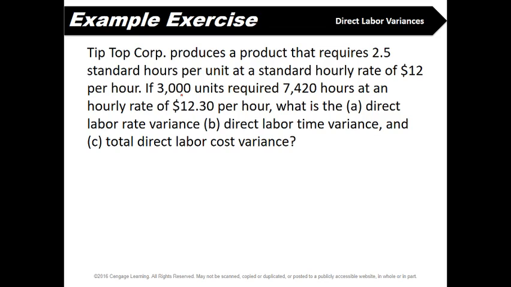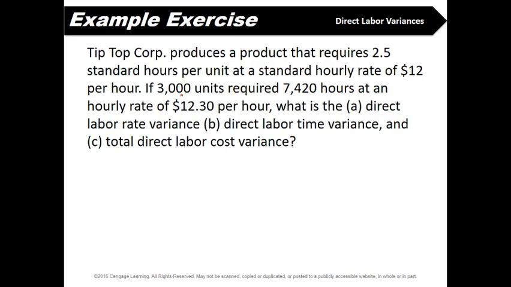Here we'll look at Tip Top Corp, which produces a product that requires 2.5 standard hours per unit at a standard hourly rate of $12 per hour. Now, if 3,000 units require 7,420 hours at an hourly rate of $12.30, let's look at what the direct labor rate variance is, the time variance, and what the total direct labor cost variance is.